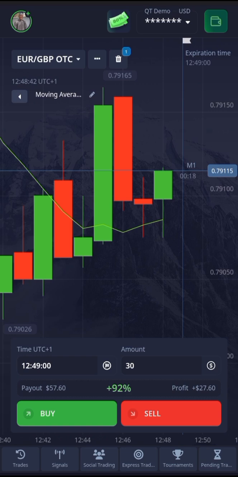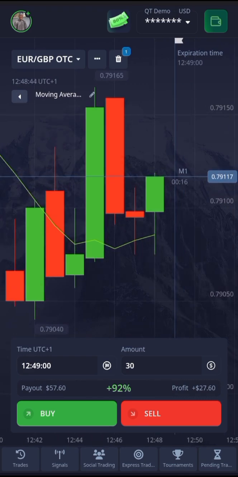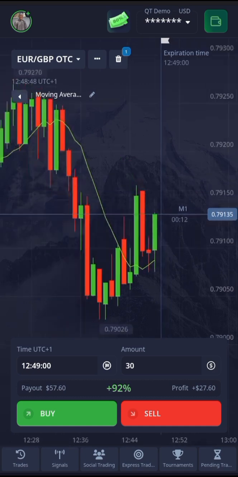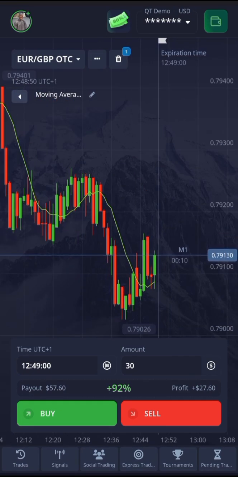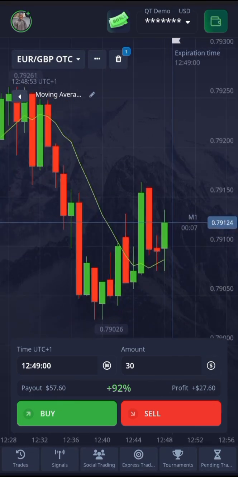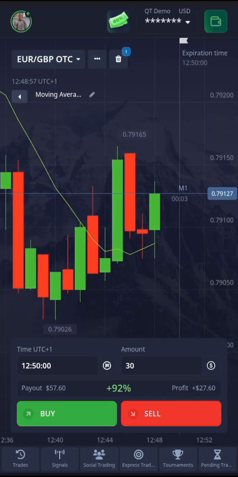Always wait, that's the best thing. You just have to be patient. That's because, as you can see, we're in this downward direction, so I don't want to go against the trend first, and I'm also considering this moving average. So let's just wait.